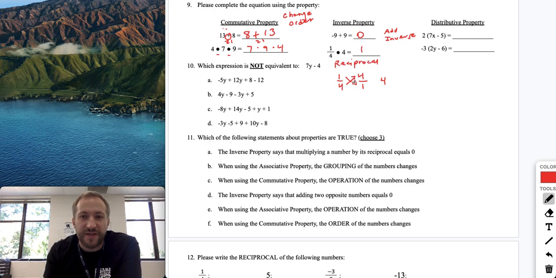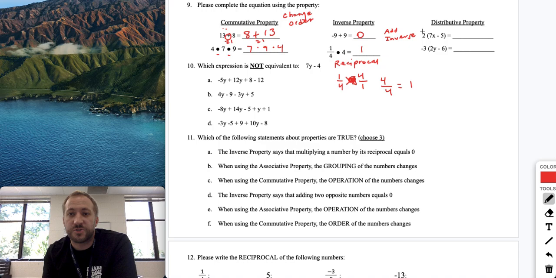Because if I actually multiplied this out, change that to multiplication, a large multiplication dot. I had 1 times 4, that gives me 4. 4 times 1, that gives me 4. And that simplifies down to 1. We always get an answer of 1. All right. Let's look at the next one, the distributive property.